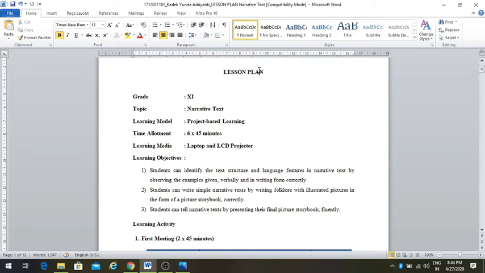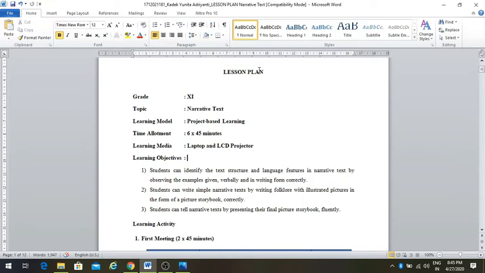The topic is narrative text for 11th grade students, which is senior high school. The learning model is project-based learning, and there will be 3 meetings for this topic, and each meeting will span 90 minutes. For the learning media, the teacher uses a laptop and LCD projector. Move to the learning objective.